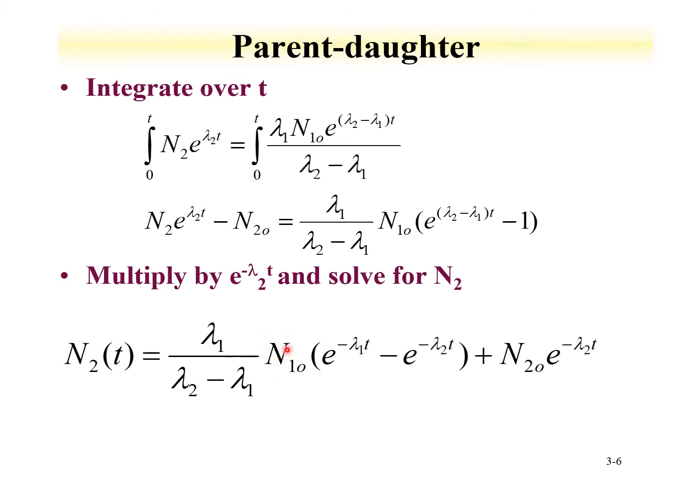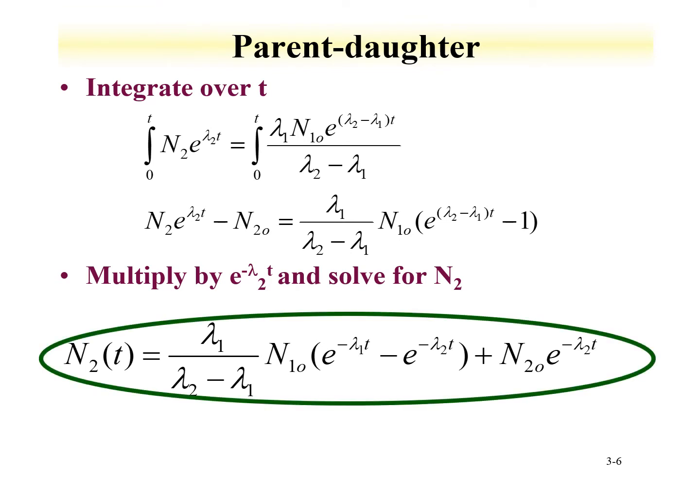And the initial amount of the parent times e to the minus lambda 1 times t minus e to the minus lambda 2 times t, plus any amount of the daughter that is originally present. So let's consider that term also. So now we have this relationship which we can use to understand how much daughter is present at a given time t based upon an initial amount of parent and even an initial amount of daughter.